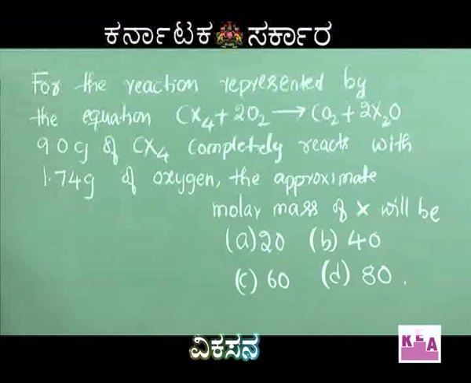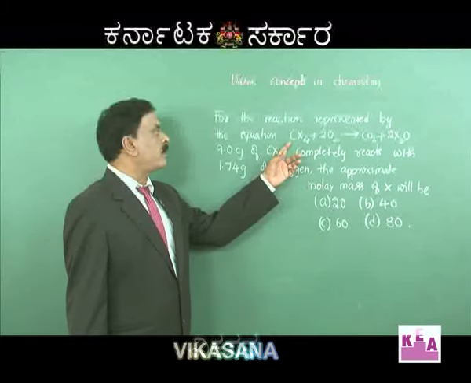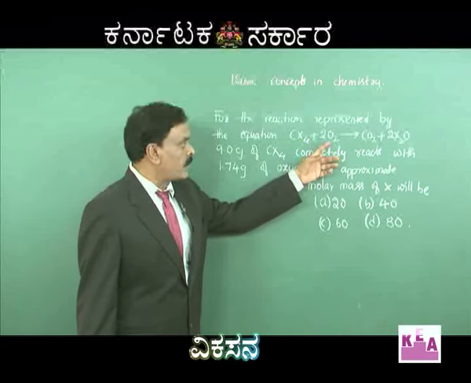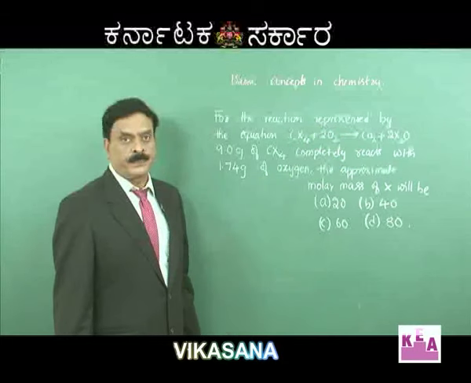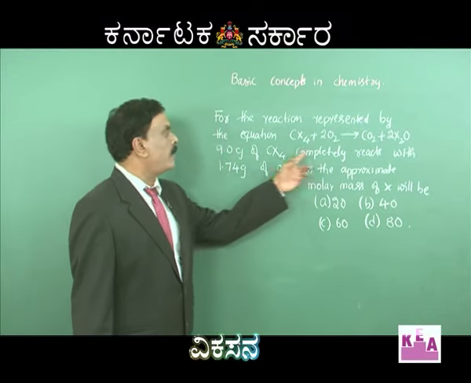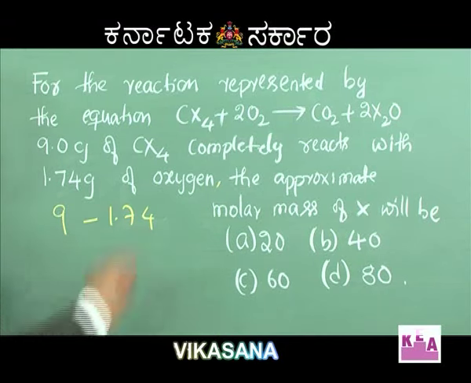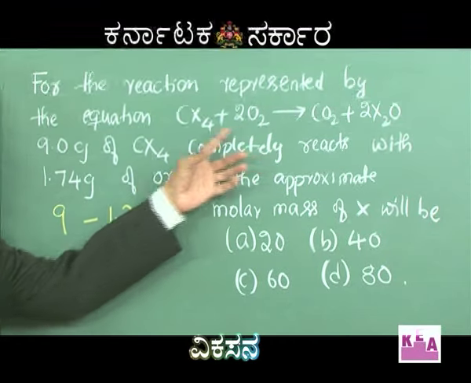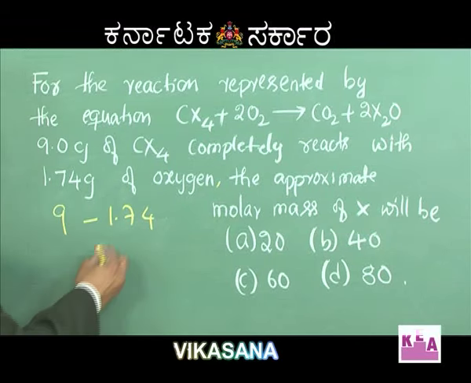Dear students, we have to look into the stoichiometric equation. As per the stoichiometric equation, that is the balanced chemical equation, 1 mole of CX4 reacts completely with 2 moles of oxygen to give 1 mole of carbon dioxide and 2 moles of X2O. Now, what is given in this problem? 9 grams of CX4 completely reacts with 1.74 grams of oxygen. As per the stoichiometric equation, the number of moles of oxygen which has reacted completely is 2 moles, which turns out to be 64 grams.